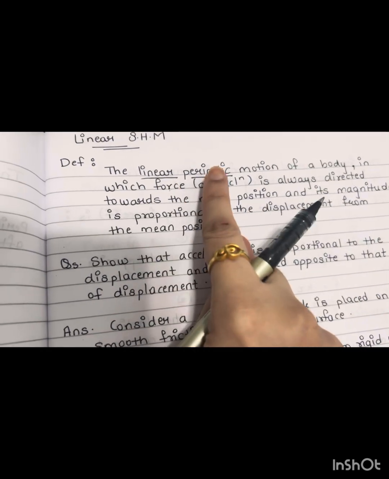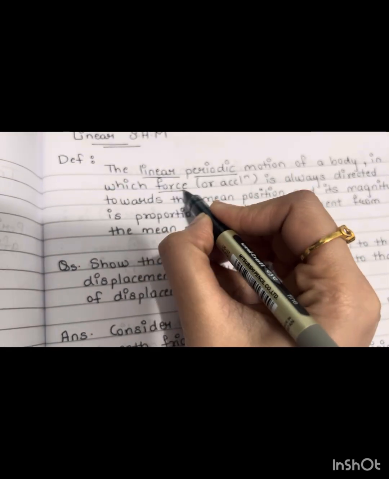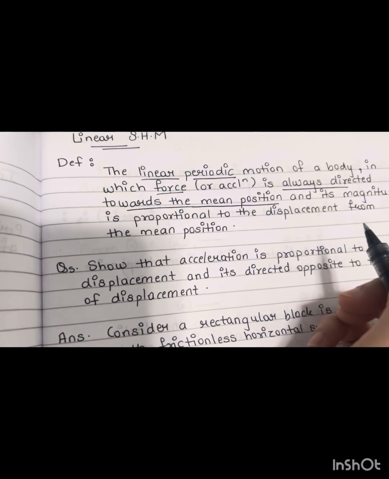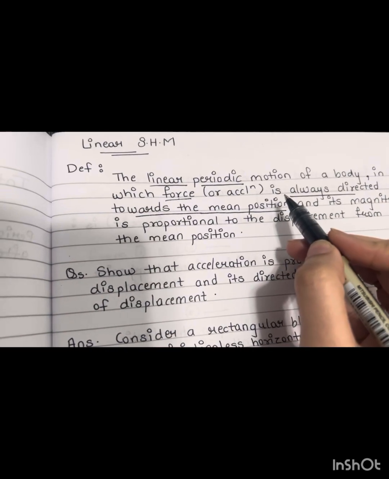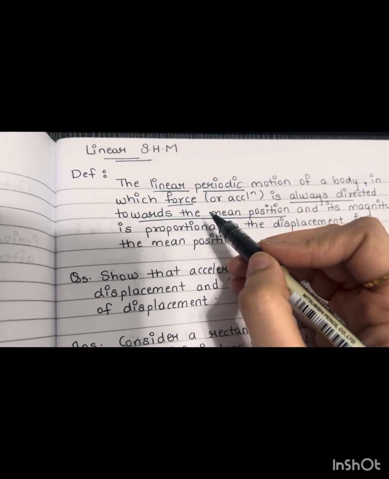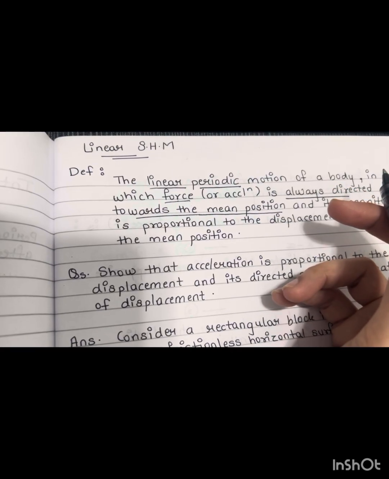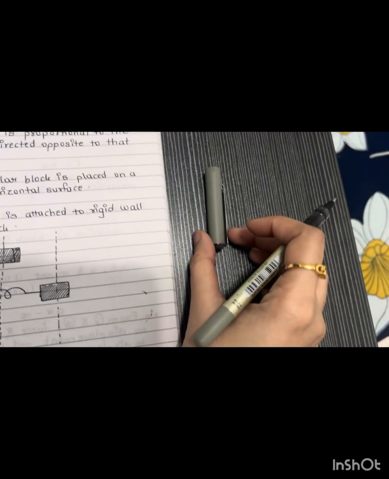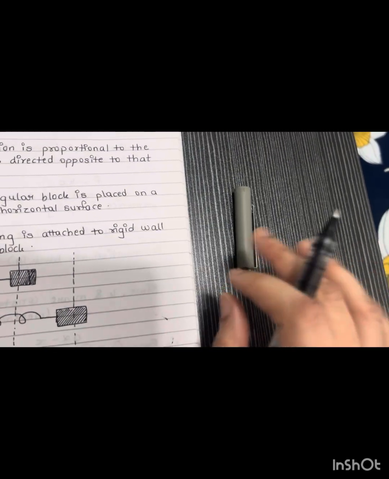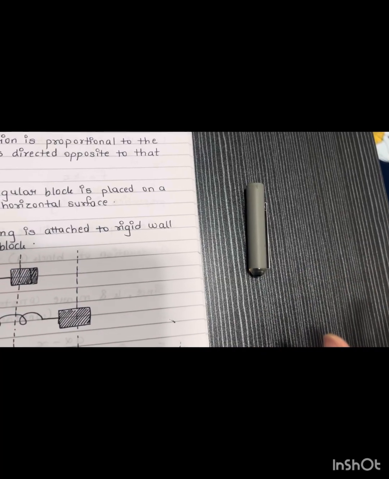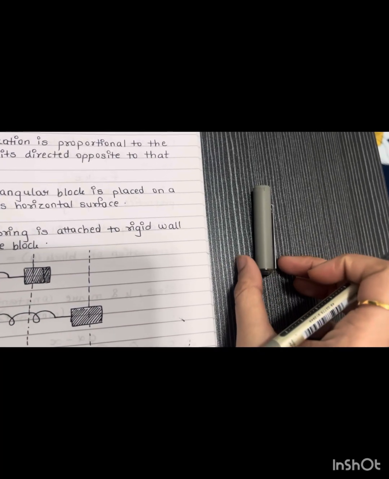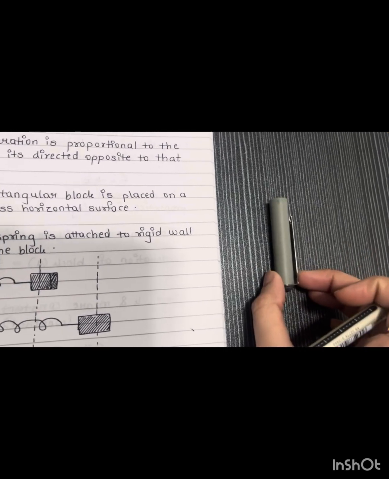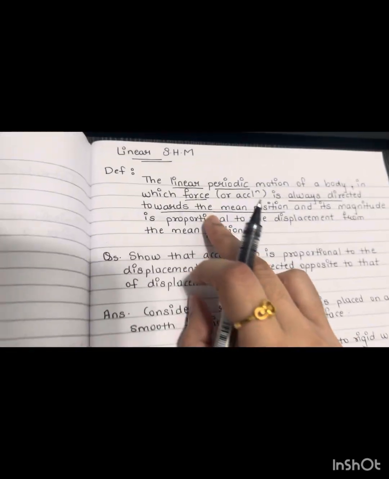Okay, what happens in linear periodic motion? Force is always directed towards the mean position. Force or acceleration is always directed towards the mean position. Mean position is the original position or equilibrium position of the body when no force is acting on the body. Like, now my pen cap is kept at this position, no force is acting on it, so this is its mean position. This is its original position. Once by applying force I change its position, now this is not its mean position. So mean position is a position where there is no force acting on the body.